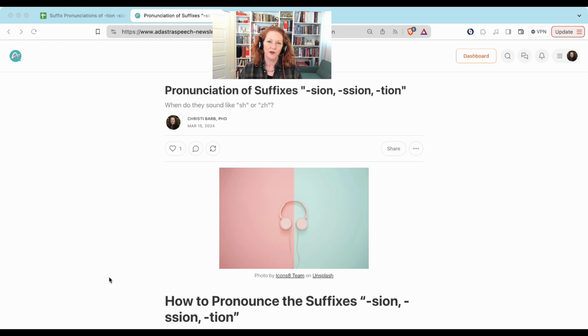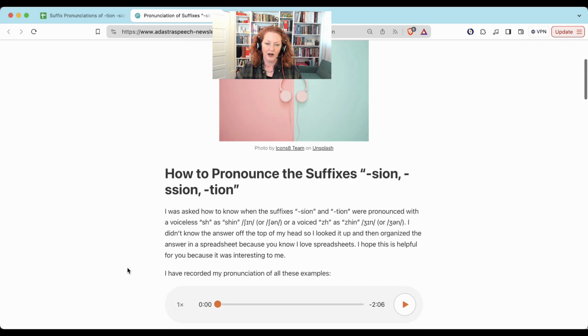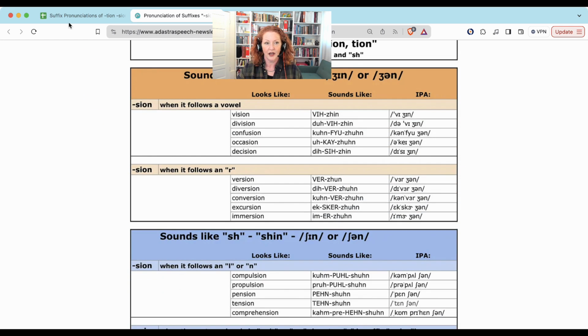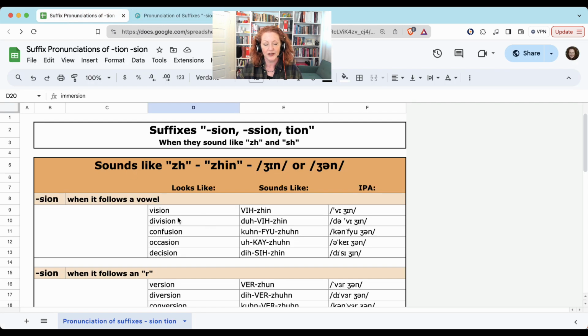And this one is for the newsletter this week: pronunciation of the suffixes sion and tion. When do they sound like jun, and when do they sound like shun? So here's the newsletter. That's all it is. I made an audio recording, and here's a link to download the spreadsheet, and here it is. So I'm going to go over to the spreadsheet.